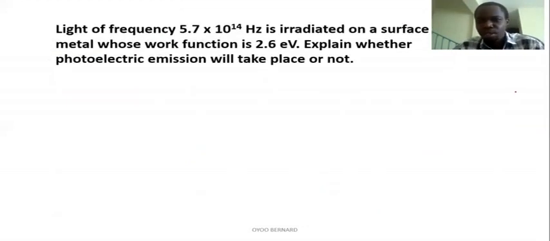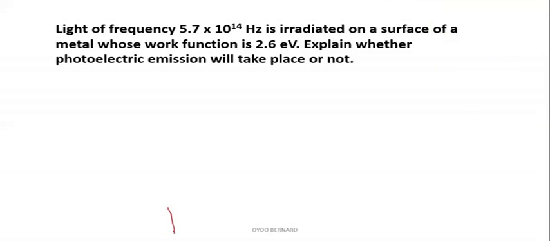The second question is, let me just stop here so you can pause the video. Light of frequency 5.7 times 10 raised to 14 hertz is irradiated on the surface of a metal whose work function is 2.6 electron volts. Explain whether photoelectric emission will take place or not. Once again, it's your turn.